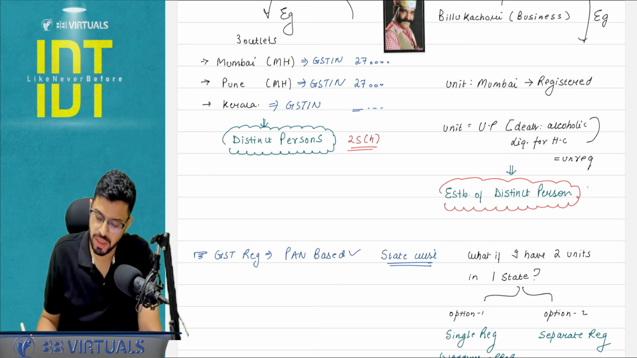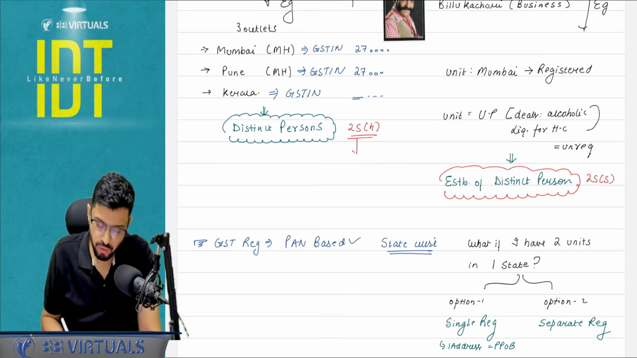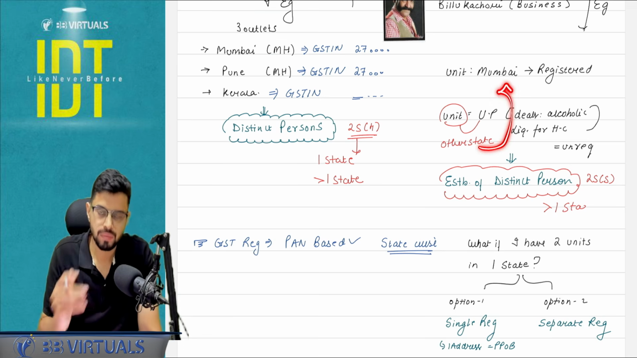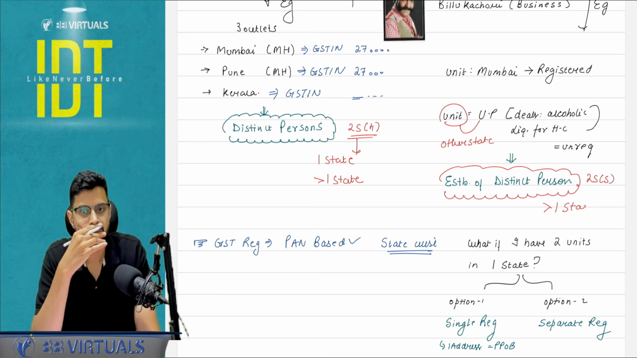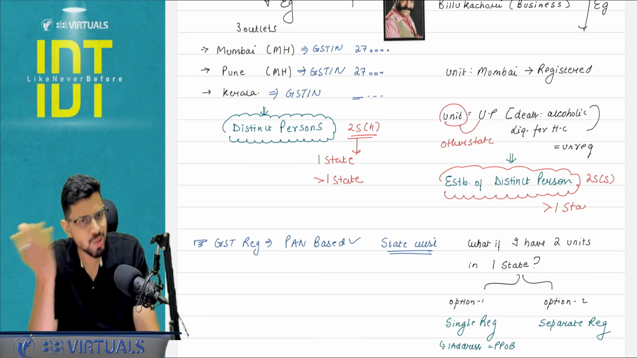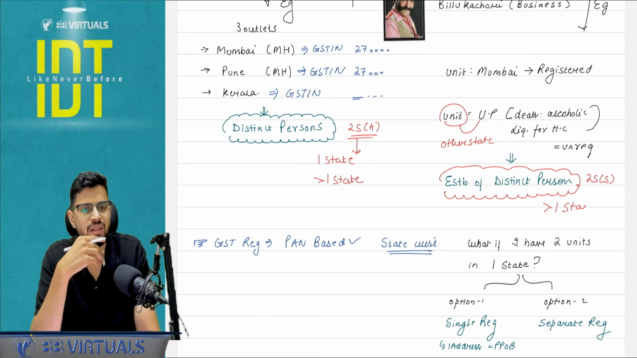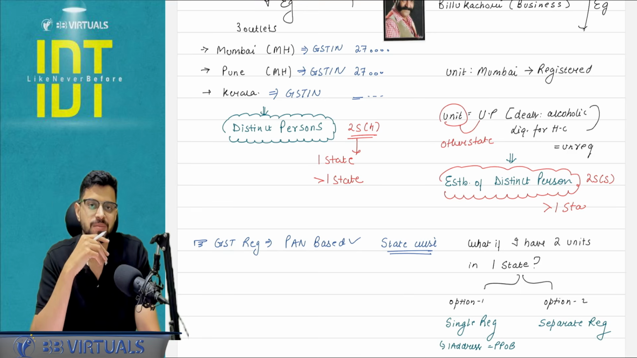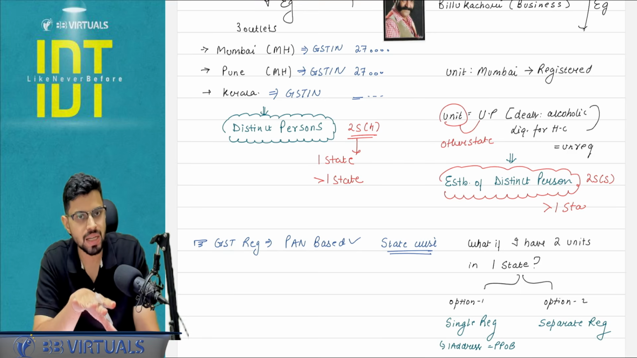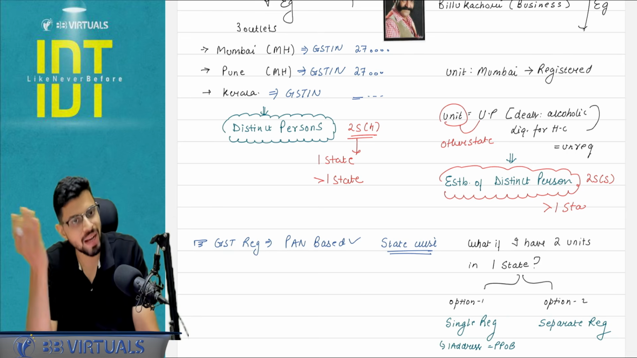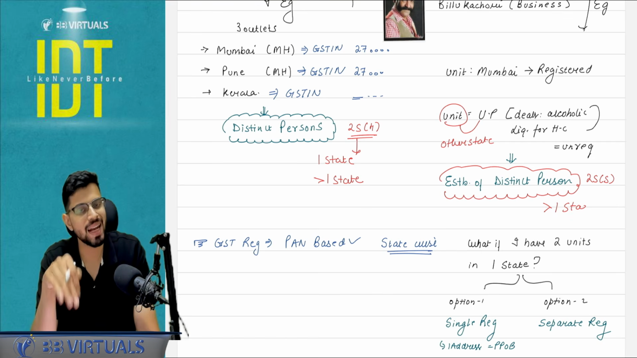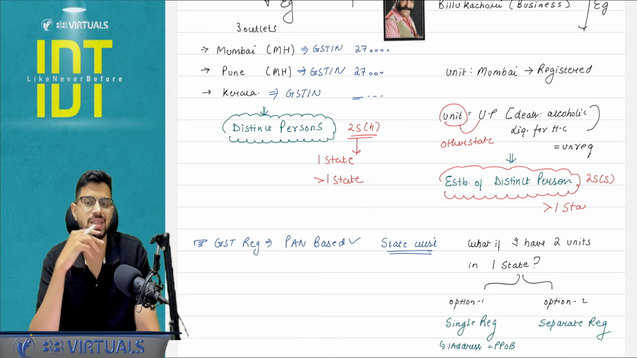And this is 25 subsection 5. If you carefully see in 25(4), it can be one state, it can be more than one state. I don't care because you are registered. But here it has to be more than one state. The other unit has to be in other state. Sir, what if it is in same state? Then it is not 25(5). 25(5), it has to be in another state. If there are two units in one state, one has to be PPOB, one has to be APOB. So technically this has to be in other state where it is unregistered.